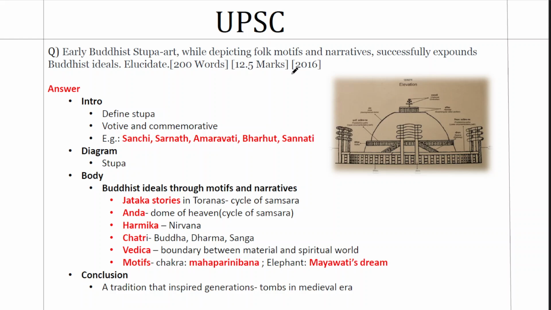This is a question from the 2016 mains and it's about Buddhist art and architecture. The question goes like this: Early Buddhist stupa art, while depicting folk motifs and narratives, successfully expounds Buddhist ideals. Elucidate. It's a 12.5 marker, an all format question.